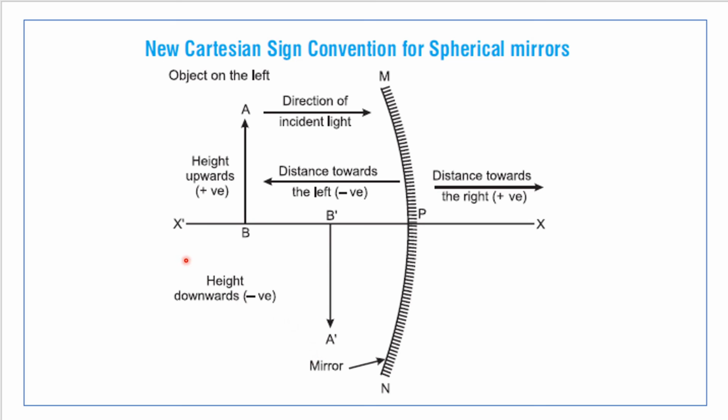So all the distances are measured from the pole. The first one is that all the distances are measured from the pole, and the second one is that distances measured along the direction of the incident ray are positive and in the opposite direction of the incident ray are negative. Height upwards is positive, height downwards is negative. Okay, these are the new Cartesian sign conventions for spherical mirrors.